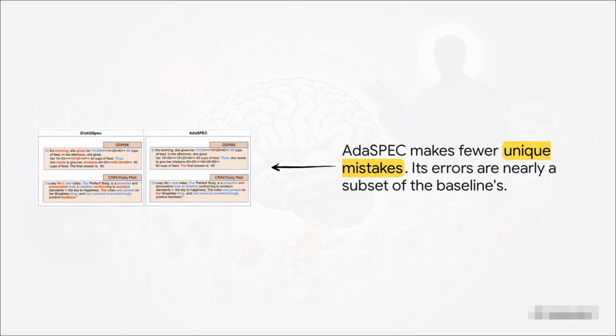And this case study is really, really cool. So the blue text shows mistakes that both methods made, but the red text, that shows mistakes that are unique to that method. And notice on the right for AdaSPEC, there's almost no red. Its mistakes are almost all mistakes the old method was already making. It has learned how to stop making new, unforced errors.